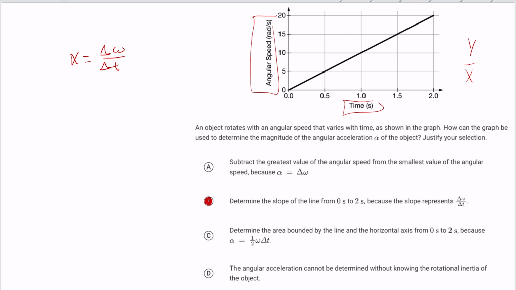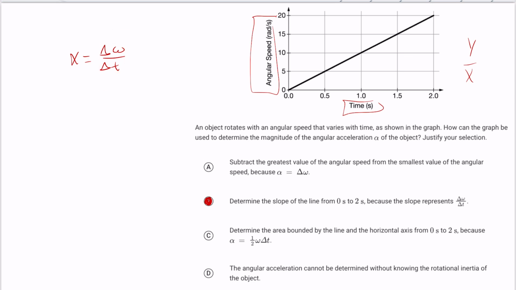For some of the other answer choices, like C, it says determine the area bounded by the line. The area underneath an angular velocity versus time graph is actually going to be the change in angular position. That's going to give you your actual change in angular position over this time period. D says the angular acceleration cannot be determined without knowing the rotational inertia of the object. The definition of angular acceleration doesn't actually take into account rotational inertia.